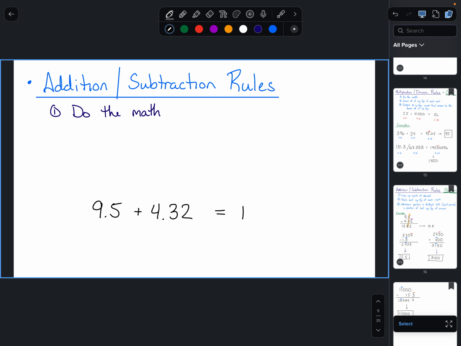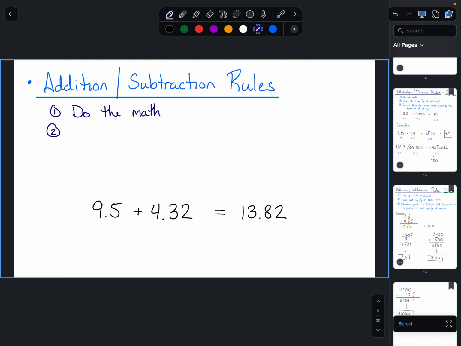Punch it into our calculator, we get 13.82. Cool? All right, but now we got to apply our sig fig rules here, right? This is our answer, but we got to report it to the correct number of sig figs. When you get really good at this, you can shortcut it, and you don't have to do it the long way here.